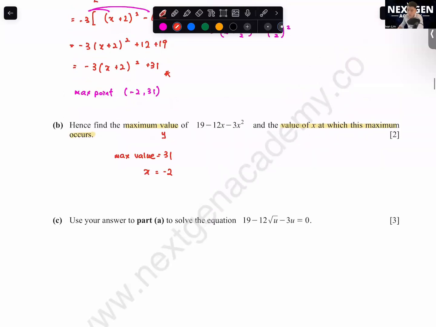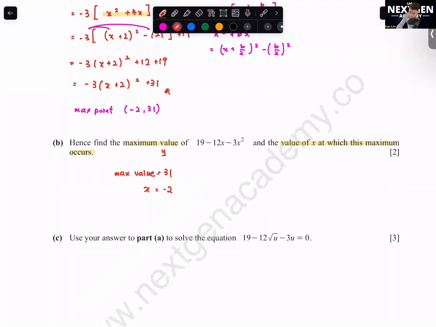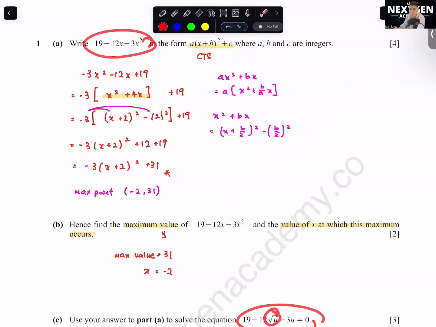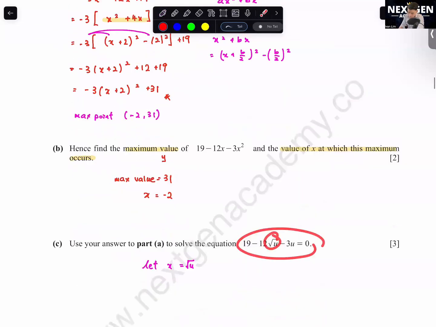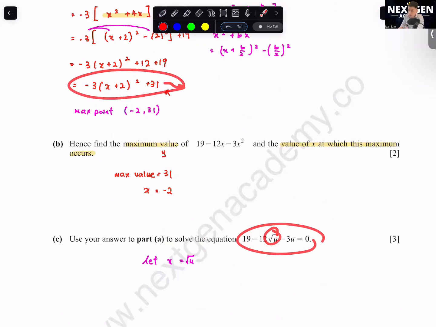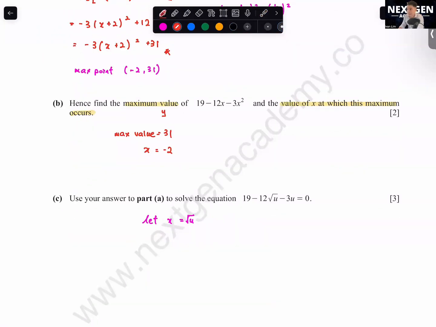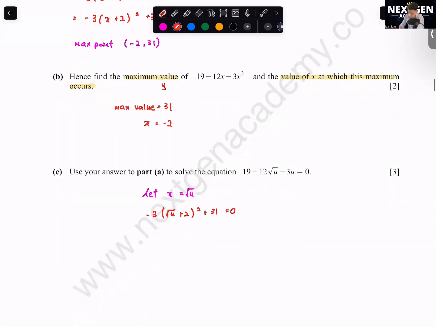Okay, this one, what we're going to do is let x equals square root u. You see the form over here? I'm just changing the x to square root u. Then they say to use the answer, right? So we use the final answer and change all the x to square root u. So minus 3 bracket square root u plus 2 square plus 31 equals 0. Just go and rearrange this whole thing, find u.